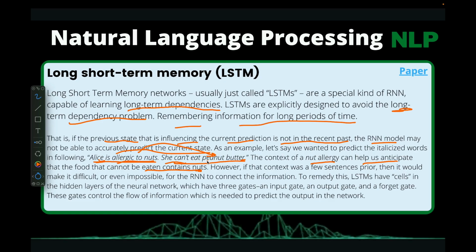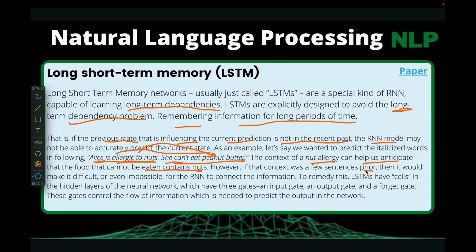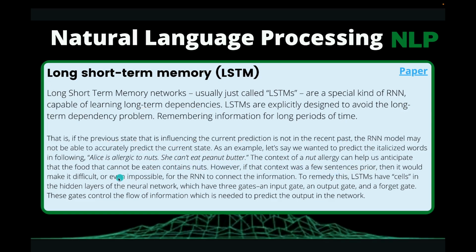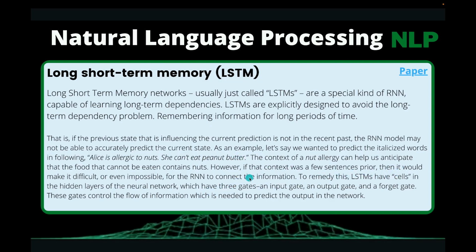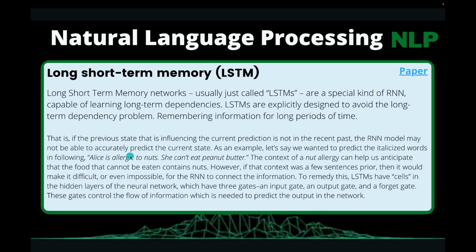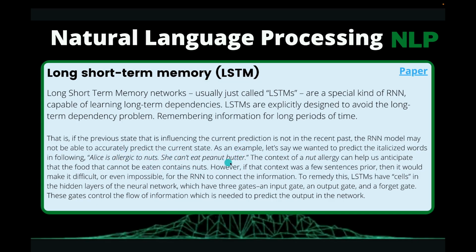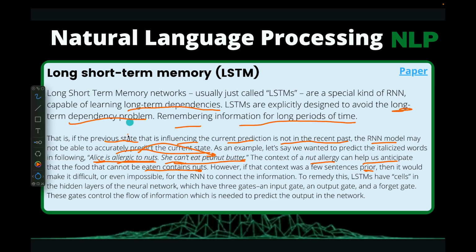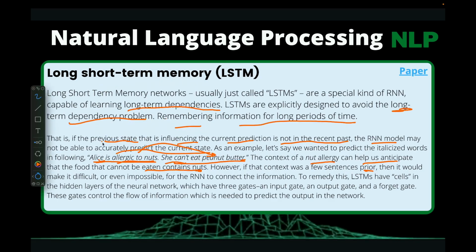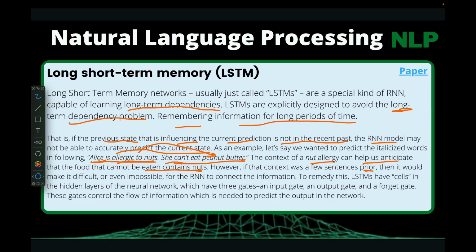However, if that context was just a few sentences away from peanut butter, then the RNN model will be able to connect the information, because it can easily use the clue of allergic to nuts to predict peanut butter. But if this information was somewhere very far, for instance, let's take the text that we have over here, and let's say this sentence came somewhere here.